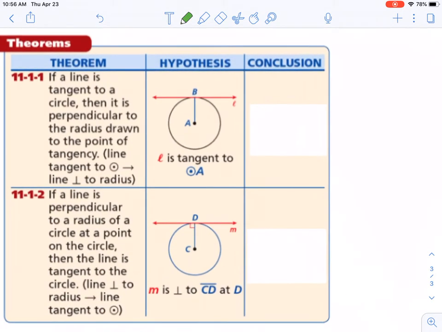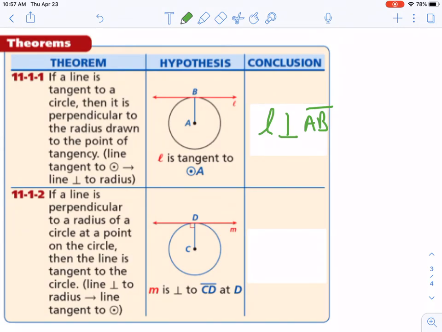So in this case, line L is perpendicular to segment AB, because segment AB is the radius of circle A. Theorem 11-1-2, if a line is perpendicular to a radius of a circle at a point on the circle, then the line is tangent to the circle.